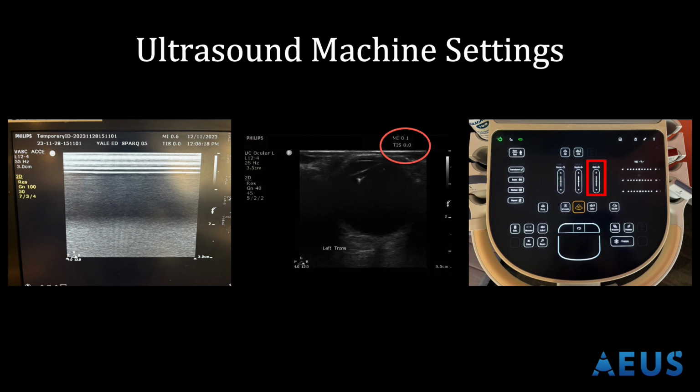The ultrasound machine settings are important for ocular ultrasound. While many machines will have an ocular preset, this is not universal. There are two settings to pay attention to, and they are circled in the middle image.